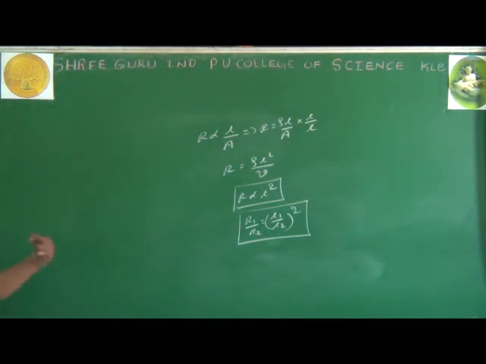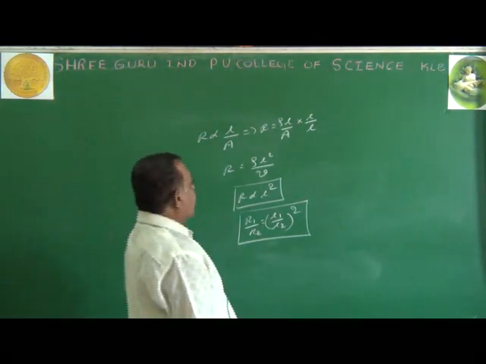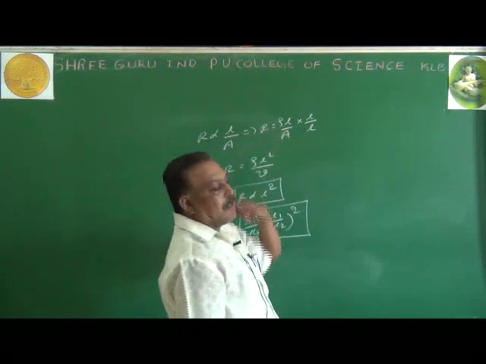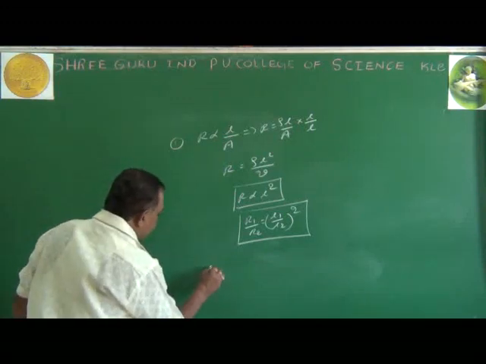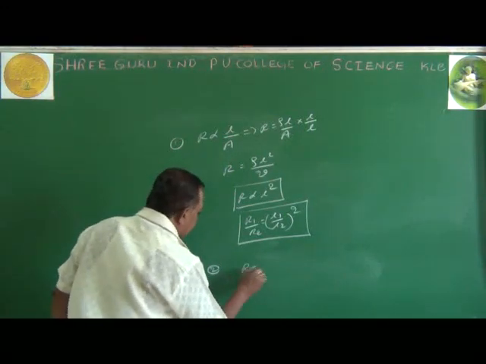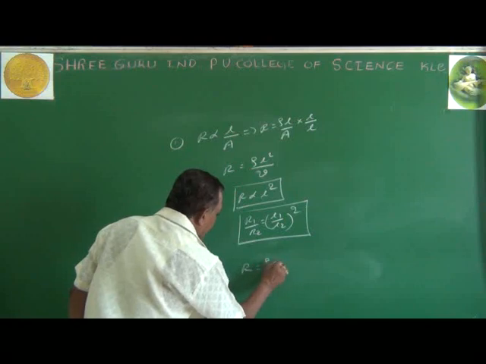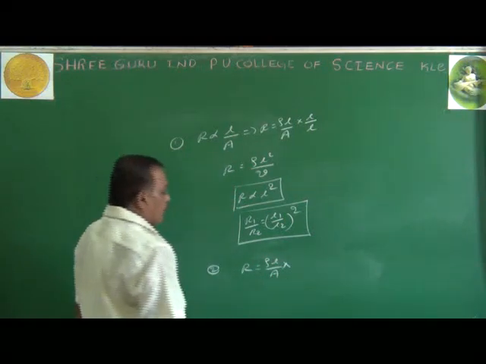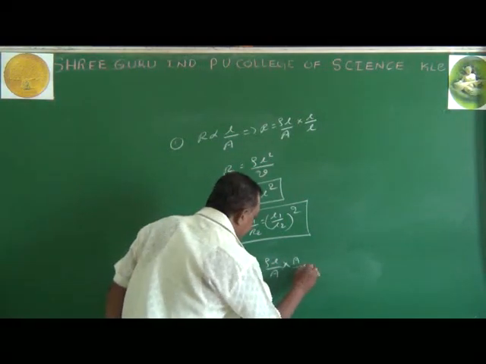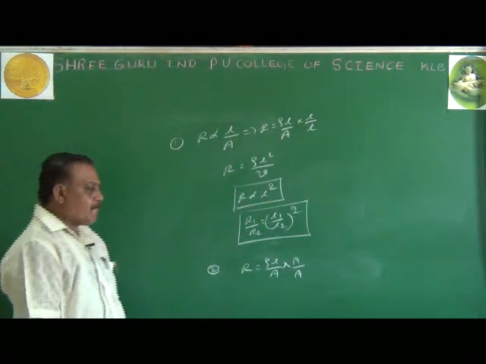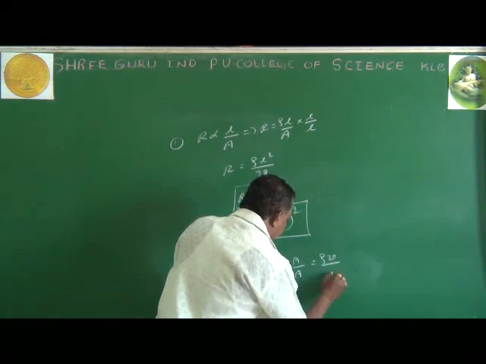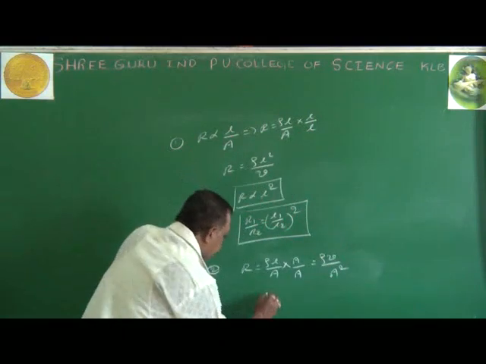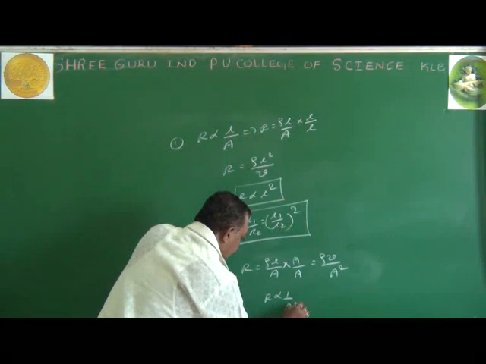Right? Then I want to write in terms of area. The first point was in terms of length. Second, R equals rho L by A. I write in terms of area: multiply and divide by A. Then since volume remains constant, R equals rho V divided by A square. Then R is inversely proportional to A square.